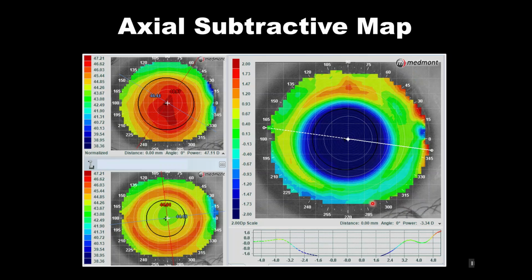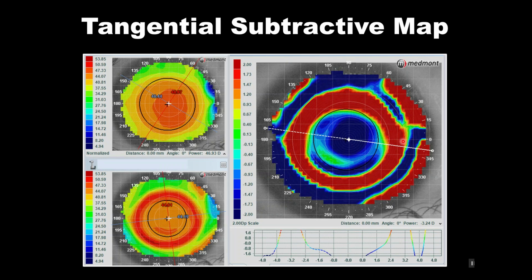Now here's the ideal outcome. This is your bullseye. This is where your blue treatment zone is centered to the black pupil margin. And we notice a 3.34 diopter myopic reduction when we click our cursor in the center. So the axial map is saying a centered treatment zone with a 3.34 diopter myopic reduction.